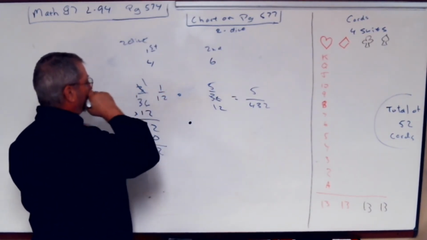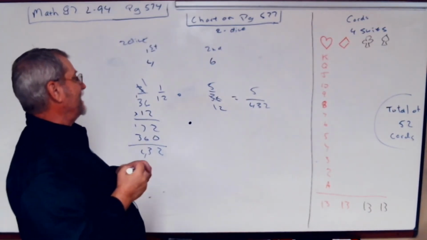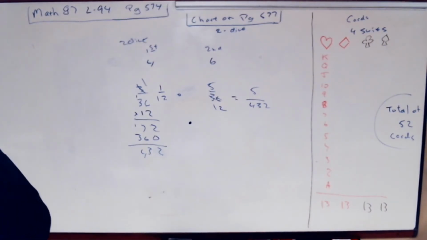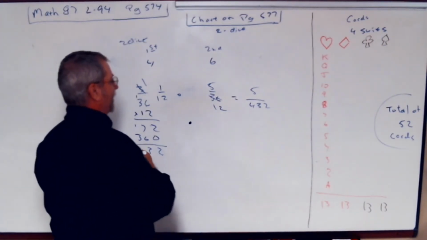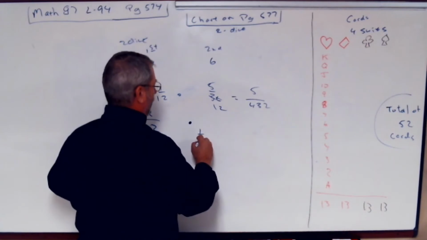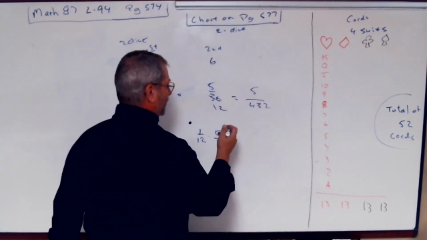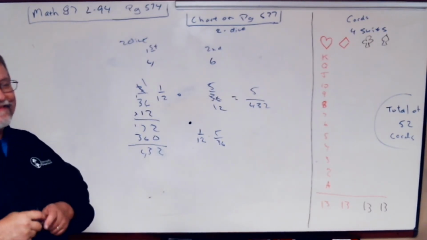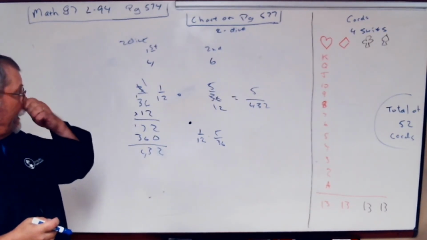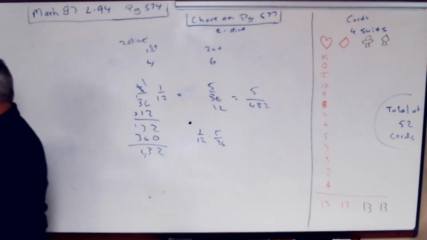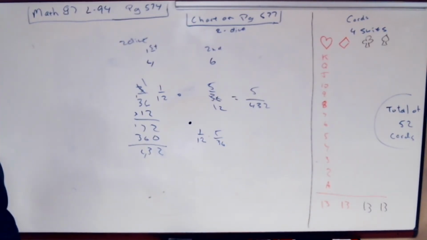Second time to get a 6. Did I count those right? Yep, there's 5 of them. 5 out of 36. Okay, so I have 1 out of 12 times 5 over 36. That's 5 over 432. 5 chances out of 432 tries to get a 4 and then a 6 using 2 dice.